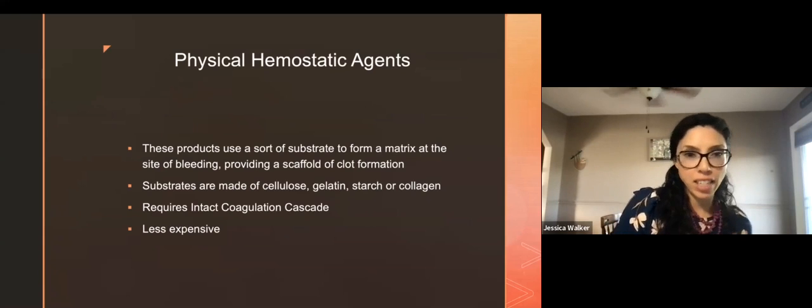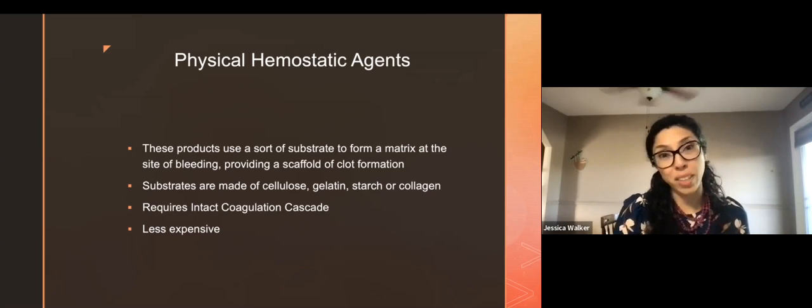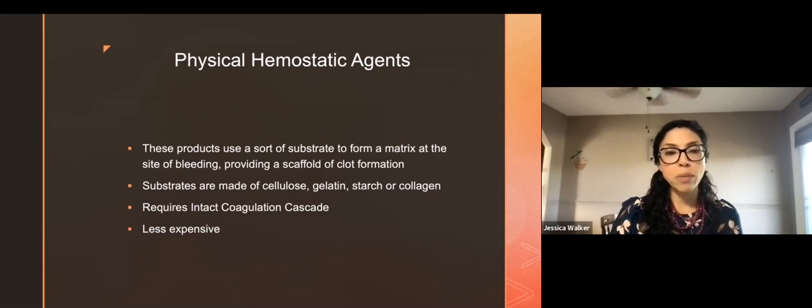So physical hemostatic agents, these products, again, they have all sorts of substrates and matrix. They can be made out of cellulose, gelatin, starch, and collagen. They do require the intact coagulation cascade, again, because they mostly work at the level of the intrinsic and extrinsic pathway. They do not touch the common pathway. So these are not really used for patients who are in DIC or perhaps are on anticoagulation. These agents are also cheaper.